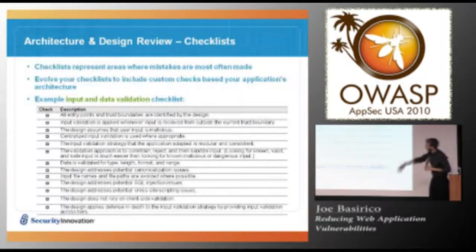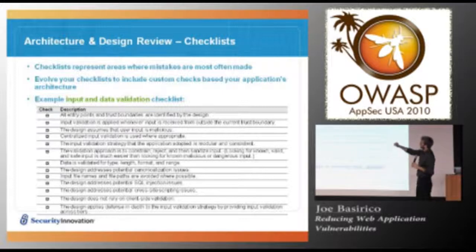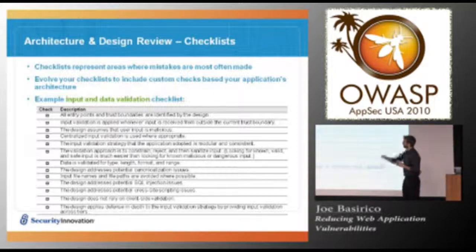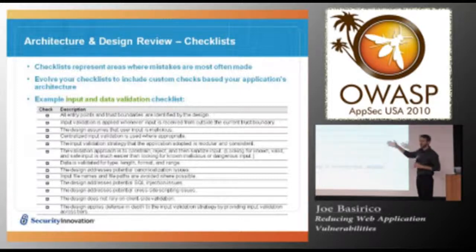So we have this checklist and we go through and we say, okay, when we wrote the design, we assumed that all user input is malicious. We centralized our user input validation, check, check, check. And at the bottom, we can be reasonably sure that we've solved this category of vulnerability.